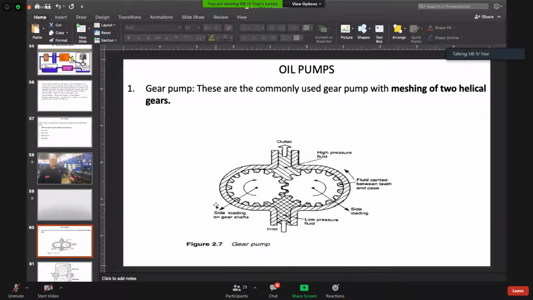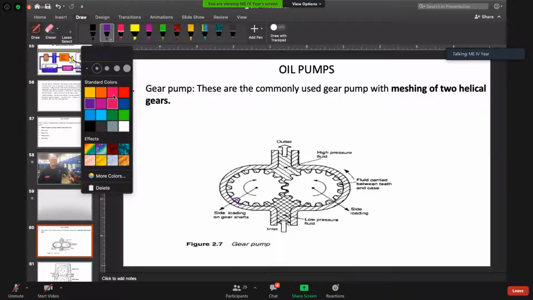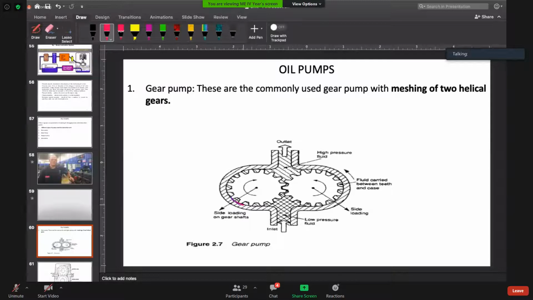Then the line diagram of this gear pump is like this. At these locations, the gap between your teeth and the inner surface, from this area, the pressurized oil gets passed from these locations and it moves to the outlet from this side. This is your inlet where low pressure fluid comes in, and then these two are the rotating gears.